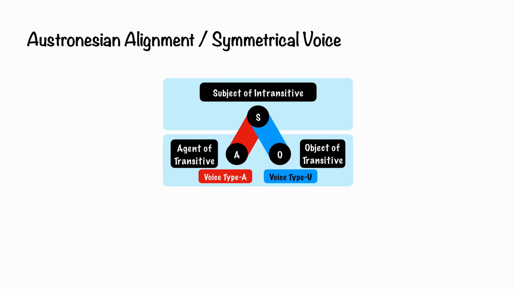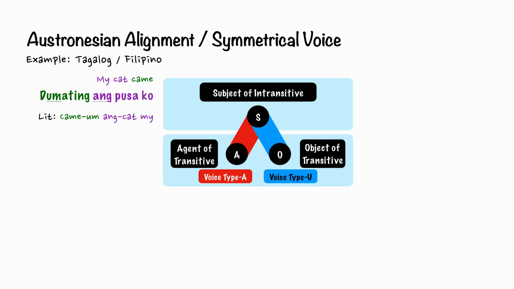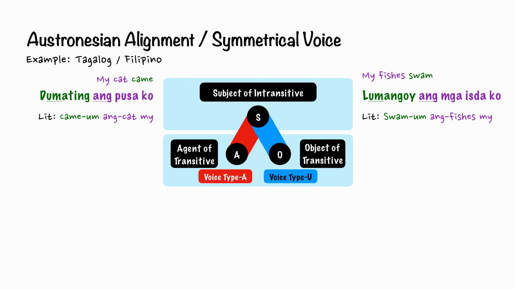Now let's see in a concrete language. Let's take Tagalog as an example for this simulation. For sentences with intransitive verbs, consider these examples. My cat came. In Tagalog, dumating ang pusa ko. Literally means came ang cat my. My fishes swam. In Tagalog, lumangoy ang mga isda ko. Literally, swam ang fishes my.